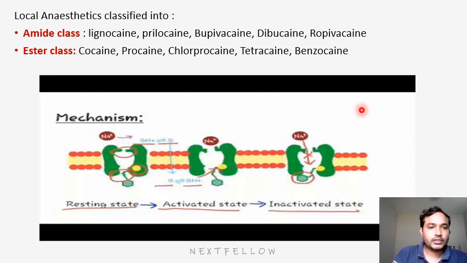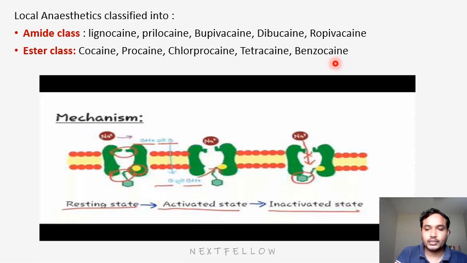So first of all, local anesthetics are classified into two groups. One is the amide group, the next is the ester group. Here you have to remember the drug names. It's difficult, but it will be easy if you know the small trick. In the amide group we have lignocaine, prilocaine, bupivacaine, dibucaine, ropivacaine. In the ester group we have cocaine, procaine, chlorprocaine, tetracaine, benzocaine. In both groups all drugs end with caine.